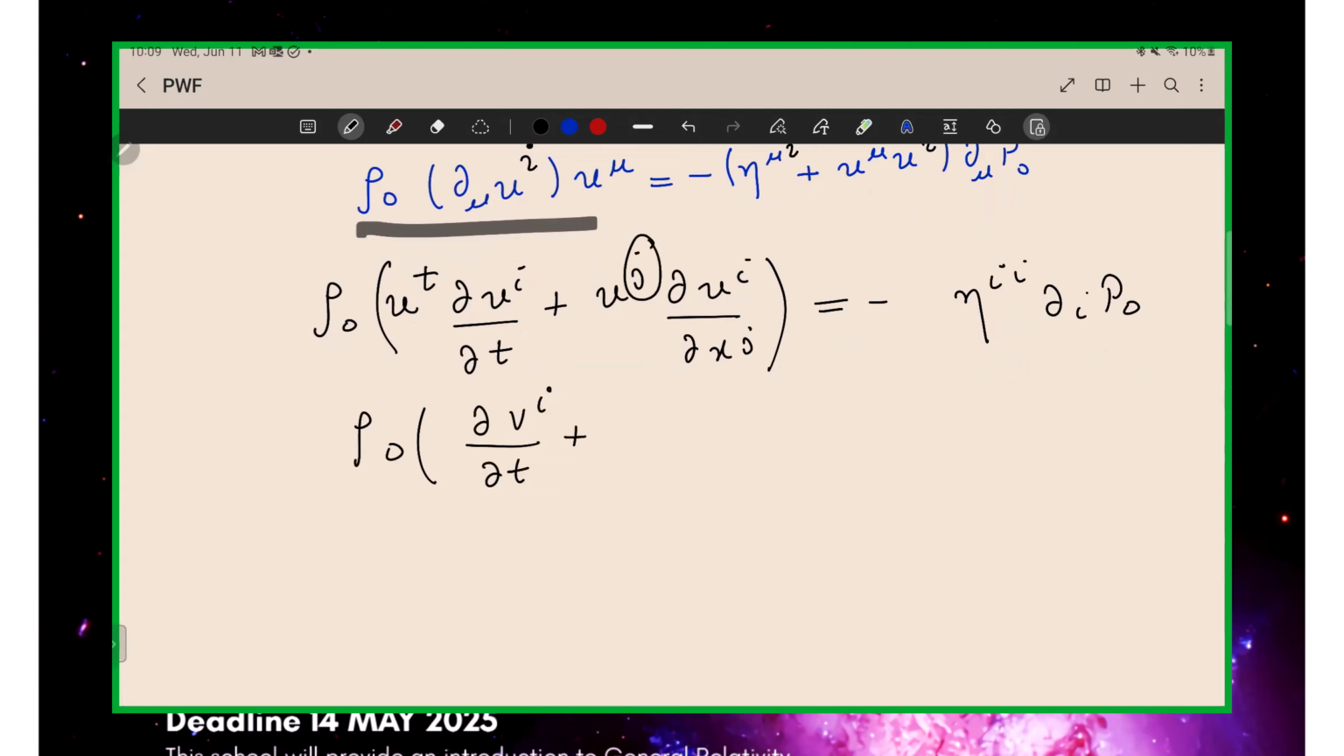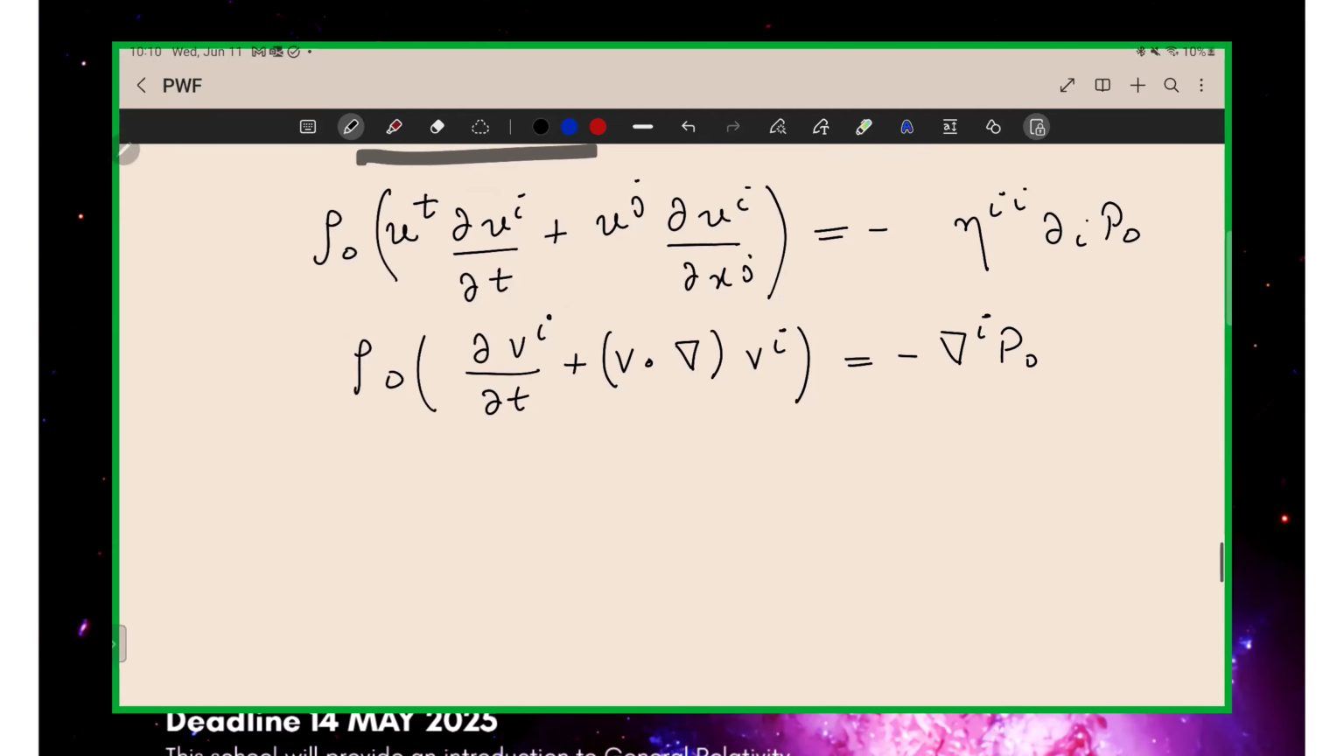Now this sum over j can be written as follows. This is v dot nabla applied on v^i. And this is nothing but nabla_i p, because the spatial components of the metric tensor are just 1. Okay, so if I write this in a vector notation and in a more simple form, this becomes this, right?